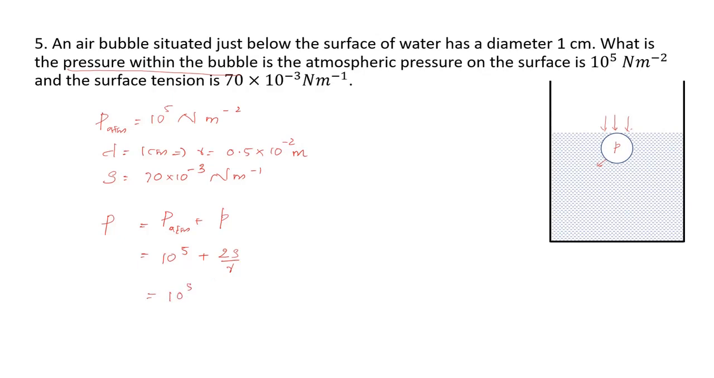So, it is 10 to the power 5 plus twice of 70 into 10 to the power negative 3 divided by radius 0.5 into 10 to the power negative 2, and the answer of this will be 28, and we will get an answer like 28 plus 10 to the power 5, approximately 10 to the power 5, but we can write it as 1.00028 into 10 to the power 5 Newton per meter squared. So this is the pressure inside, or the pressure experienced by, the air bubble.